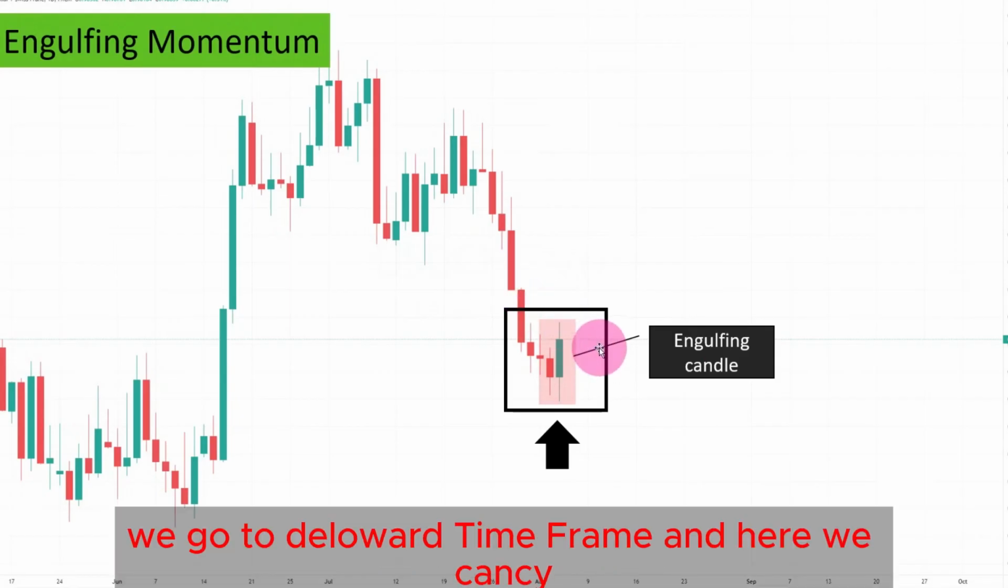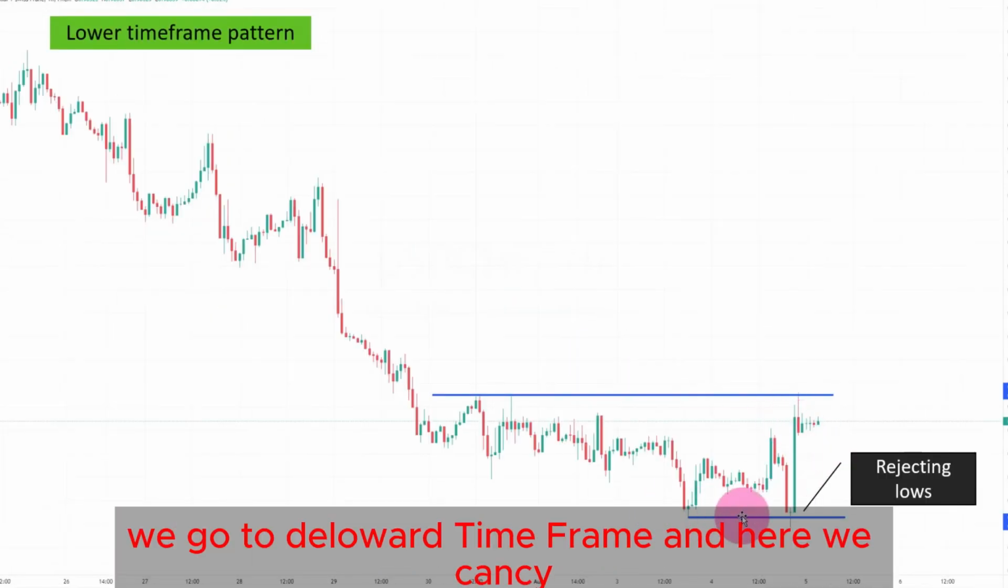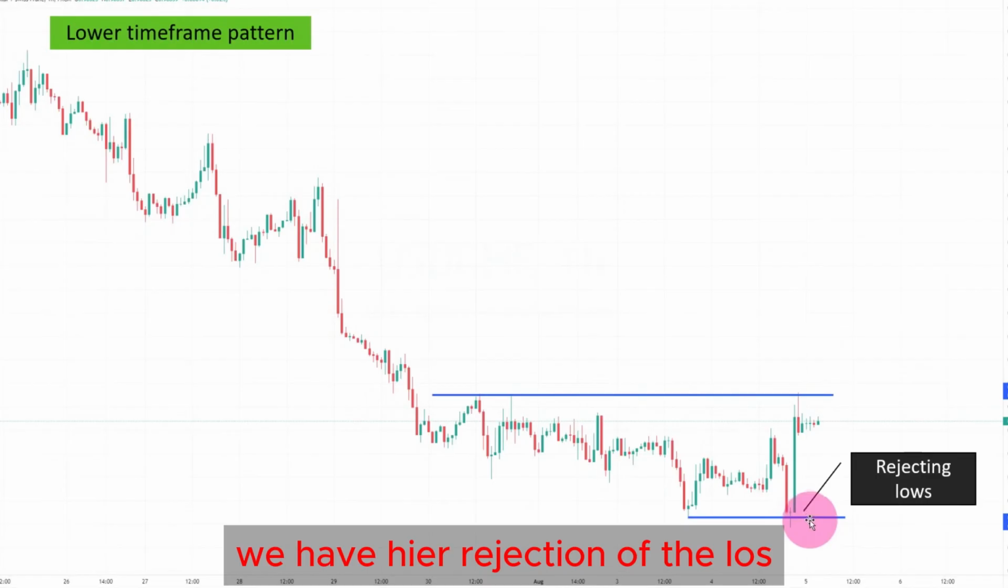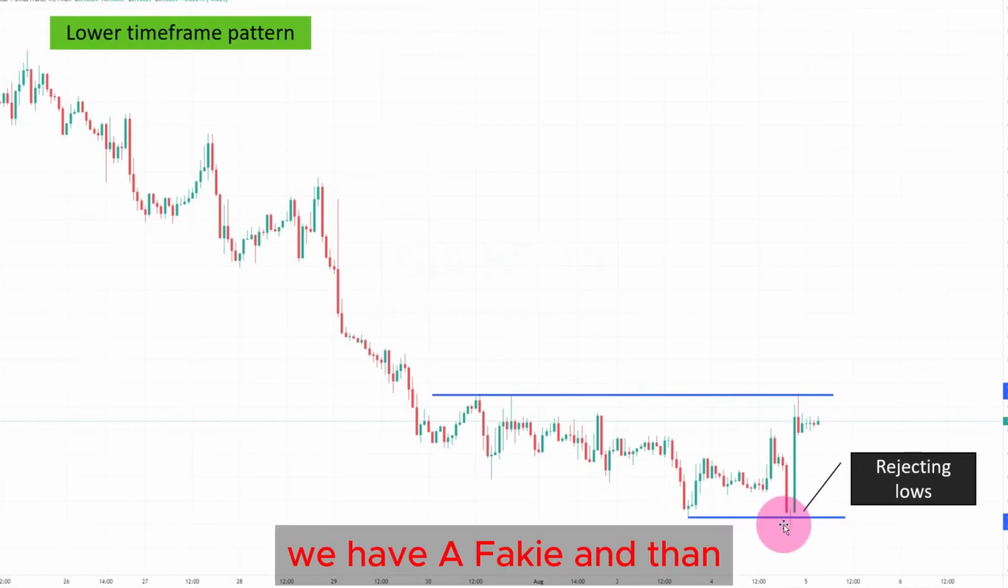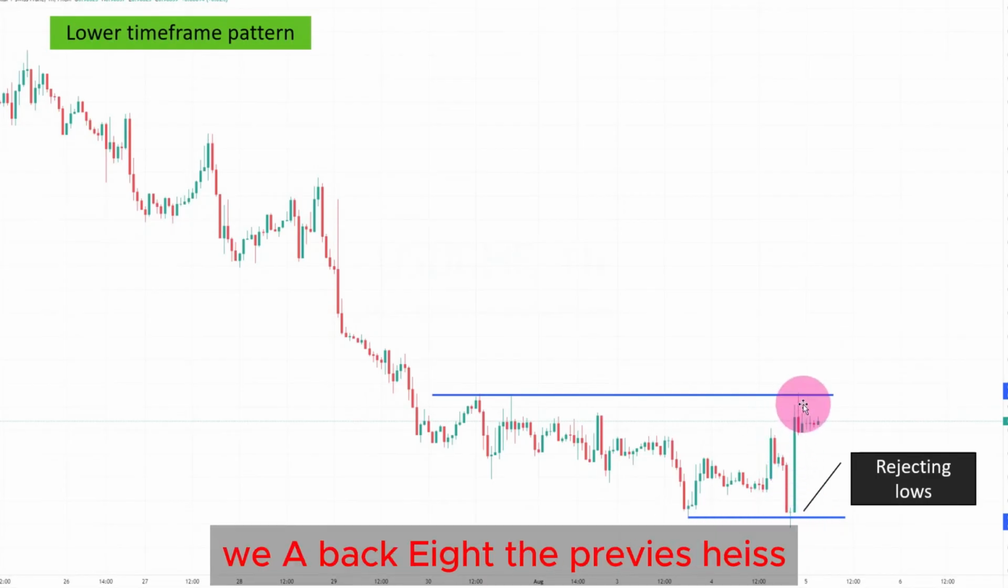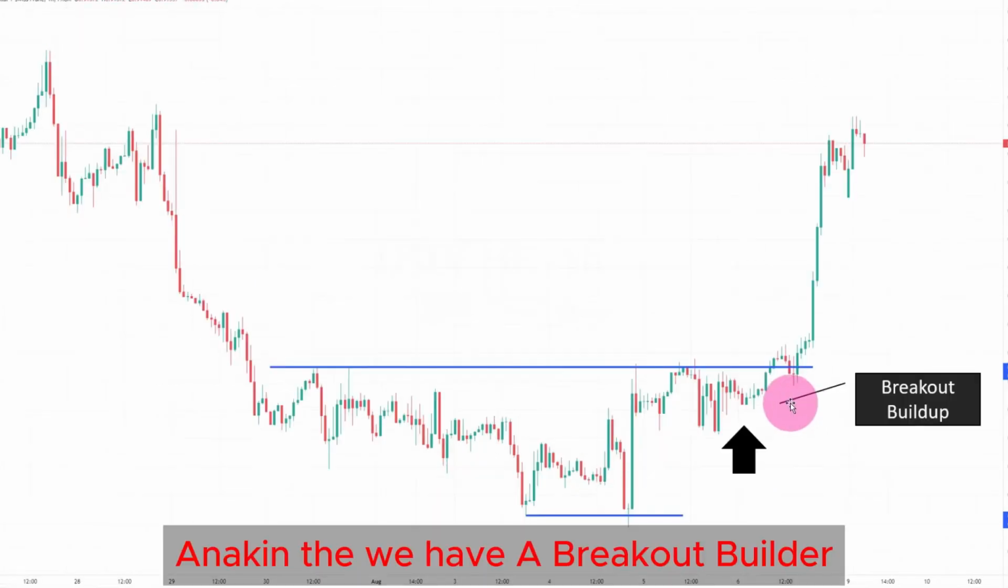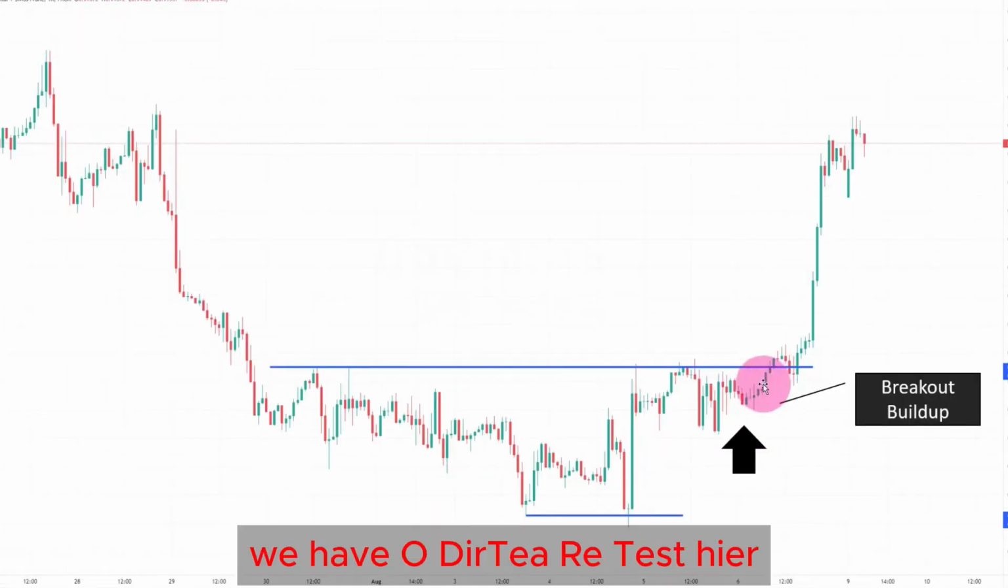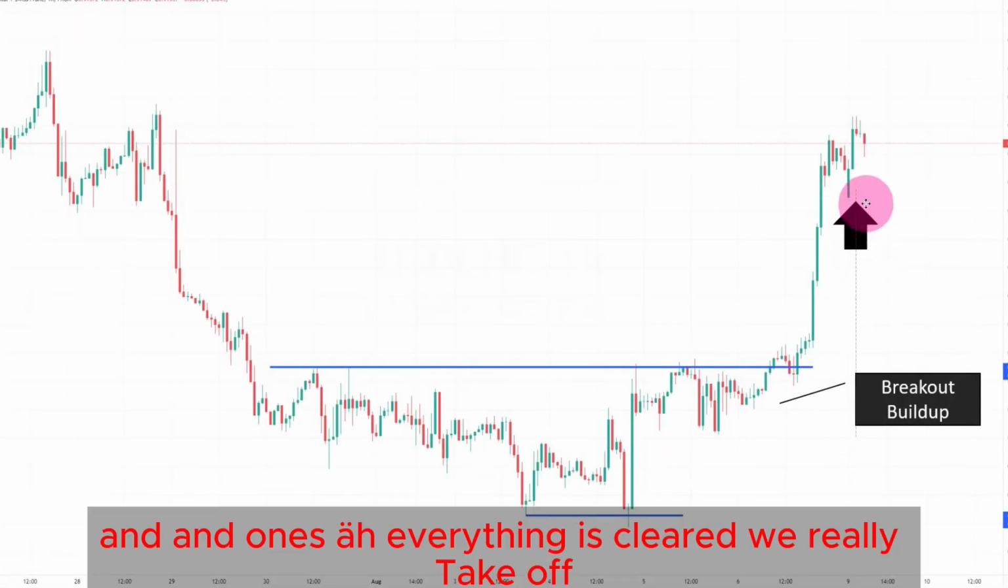So once we see that, we go to the lower time frame, and here we can see we have a rejection of the lows. We have a fakie, and then we are back at the previous highs. And you can see we have our breakout build-up, we have our dirty retest here, and then once everything is cleared, we really take off.